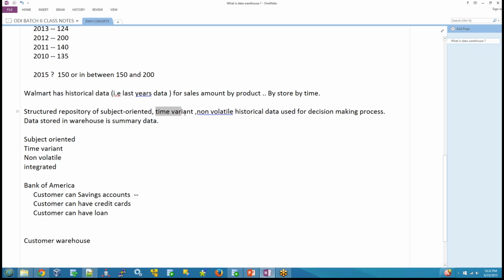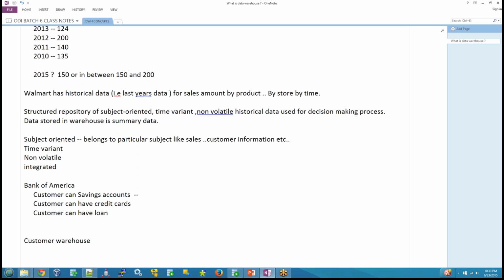The time variant in the sense is, so the data, subject oriented is this one. So the time variant is that belongs to a particular subject. Particular subject like sales, customer information, this one.